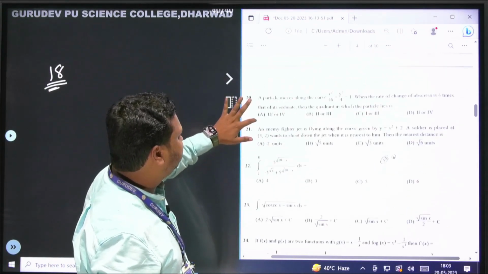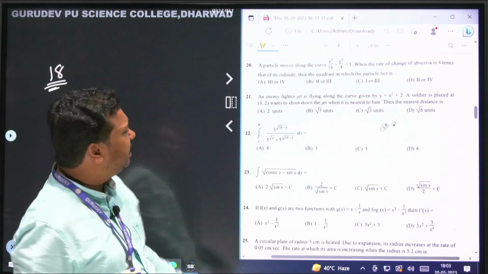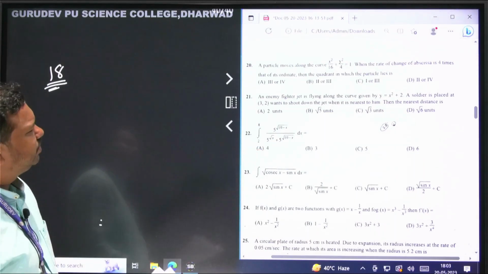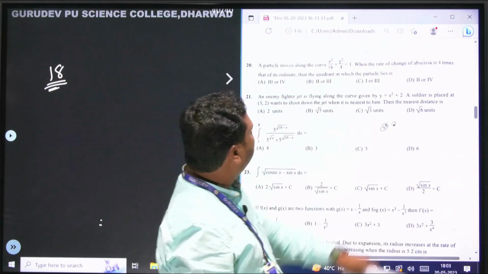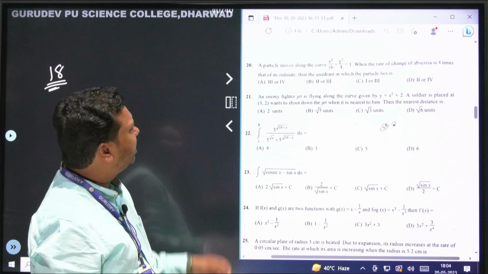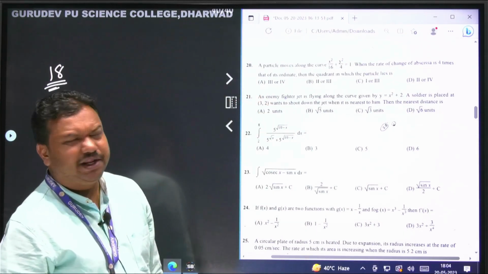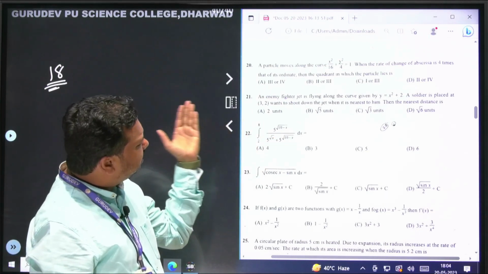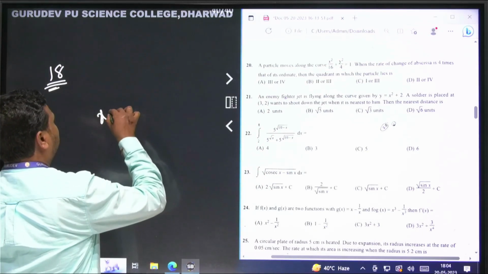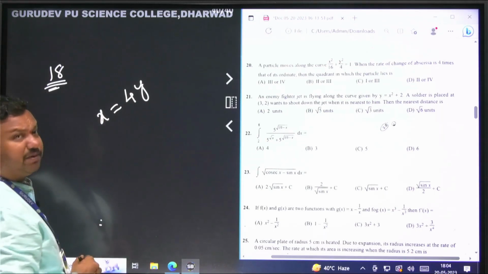Then the 20th one. If you observe carefully, I was also thinking about this at one level. If we solve this problem by the rate of change method, a condition is given. What condition is given? When the rate of change of abscissa is 4 times that of ordinate, then the quadrant in which the particle lies is asked. Differentiate the function. He has given that the abscissa is 4 times the ordinate, that is, x is equal to 4y. You have to substitute this. Let us look at this relation.